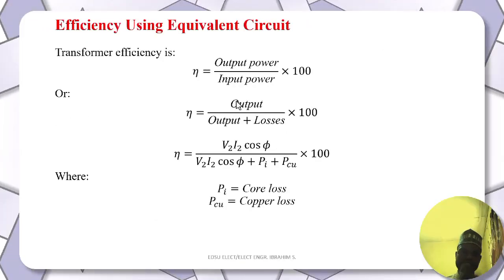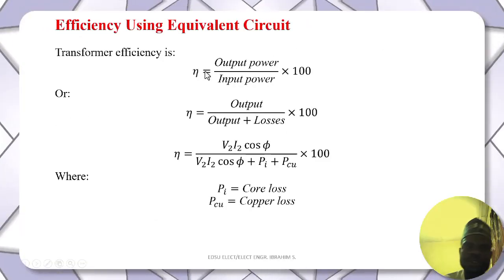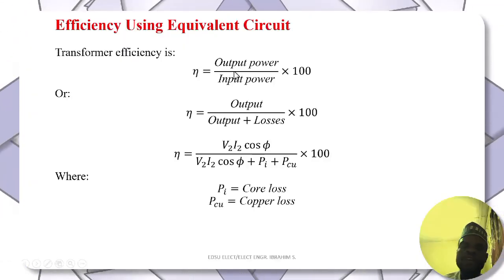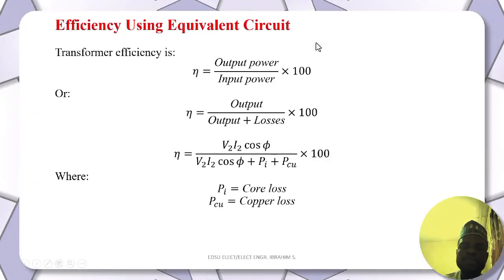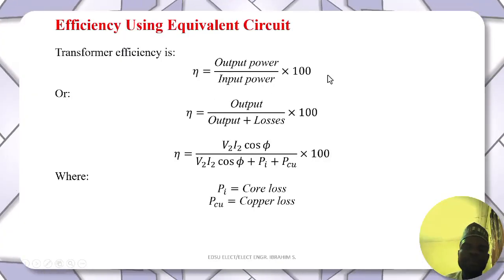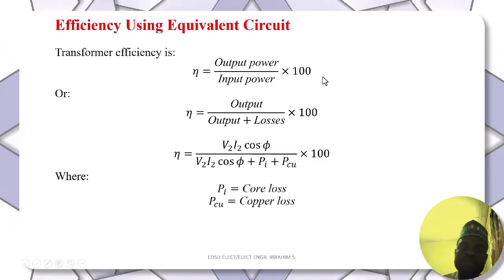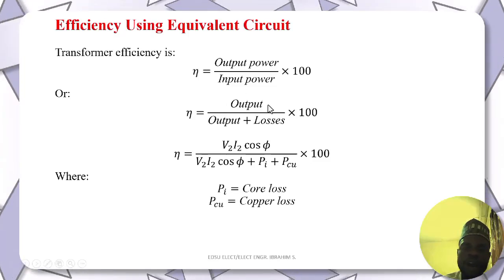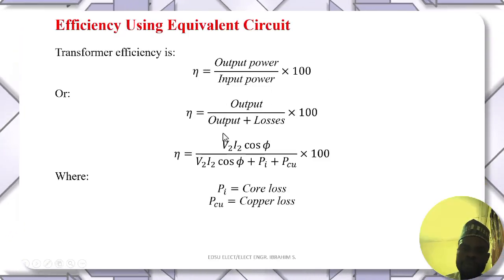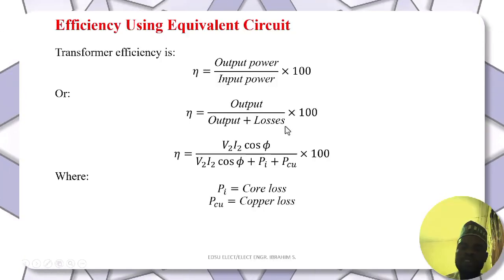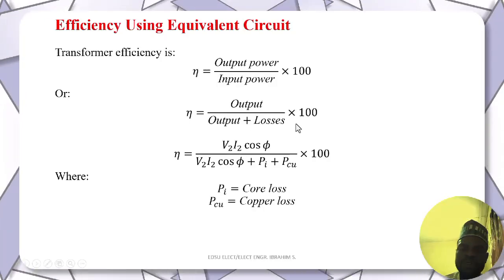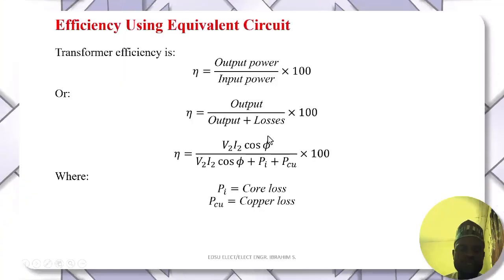Now, efficiency using the equivalent circuit. We know our efficiency to be output power divided by input, then multiplied by 100 to make it a percentage. We know our input to be our output plus losses, right? Our output plus losses.